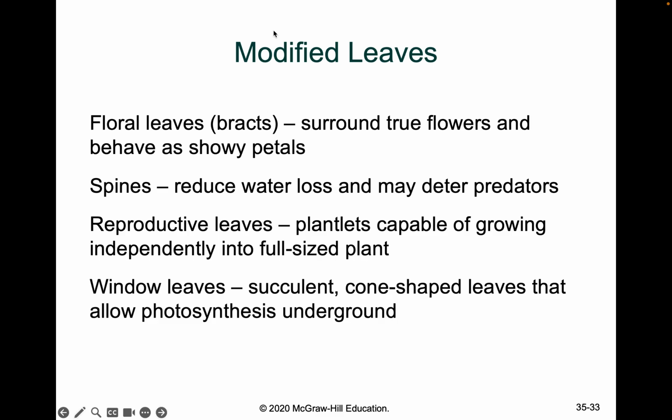So these are the modified leaves. And then you have the window leaves. These are basically cone-shaped leaves that help photosynthesis occur underground. Because of this cone, they increase the surface area and help certain leaves that are mostly found underground to self-photosynthesize. Because if they're underground, they're not going to be exposed to a lot of sunlight, so you want to increase that surface area a bit more. So they have this kind of cone shape.